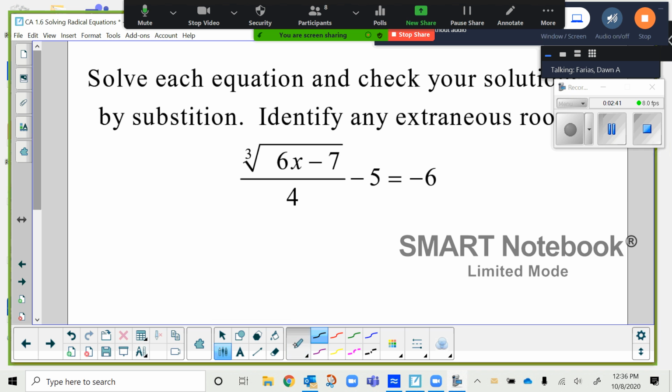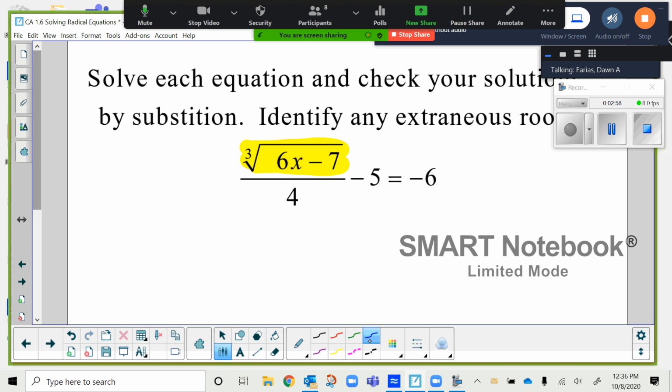The first step is to isolate the radical. So let's figure out what I'm talking about before we can make a plan on how to isolate it. So it's just this piece, the piece that has the cube root in it. Right now it's being divided by 4 and subtracting 5.